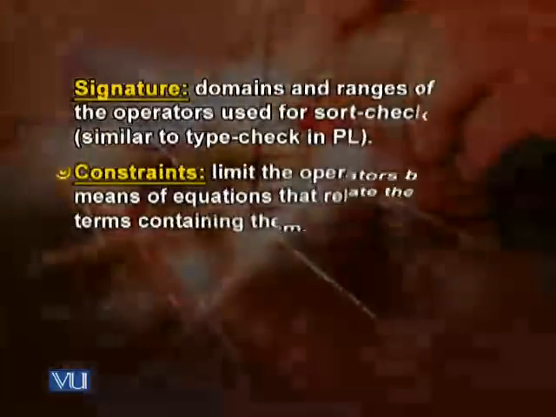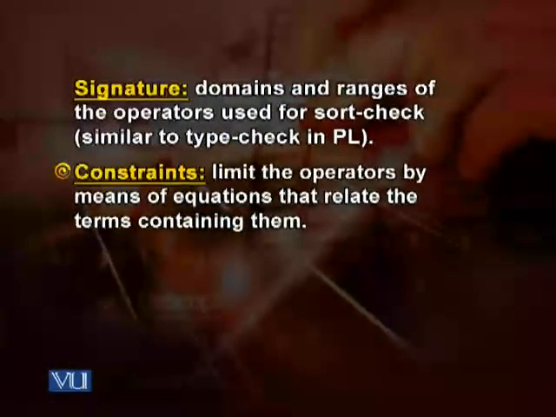Then we have the constraints, which limit the operators by means of equations that relate the terms containing them. The constraints, basically what we are saying is, now we are providing the semantics and we are saying, okay, this is allowed and this is not allowed. So those are our axioms. जो हमने ऊपर operations define किए हैं, उनके signatures define किए हैं, उनके लिए हम constraints कह रहे हैं कि ये हो सकता है और ये नहीं हो सकता. And once again, that is exactly what we saw in our algebraic specifications.